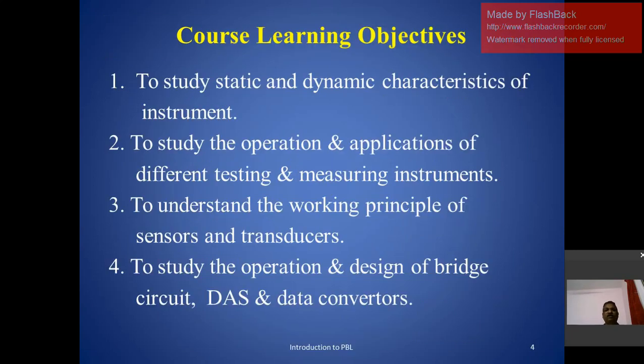These are the course learning objectives: to study static and dynamic characteristics of instruments, to study the operation and applications of different testing and measuring instruments, then to understand the working principle of sensors and transducers, to study the operation and design of circuits, data acquisition system and data converters.